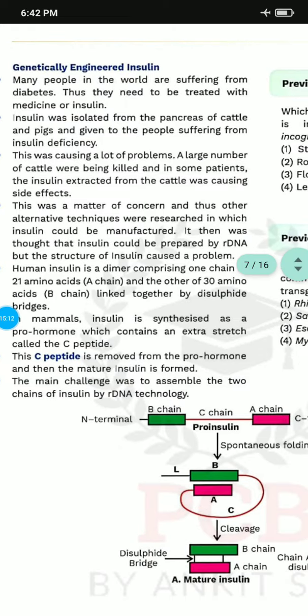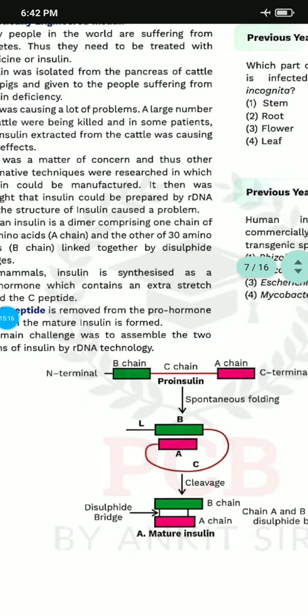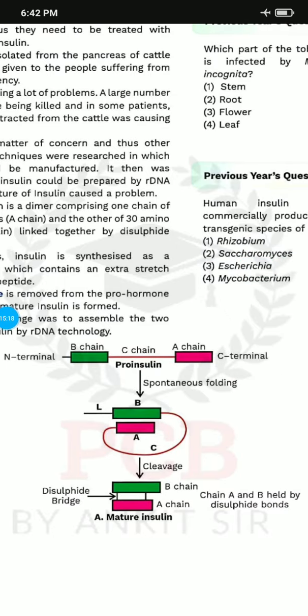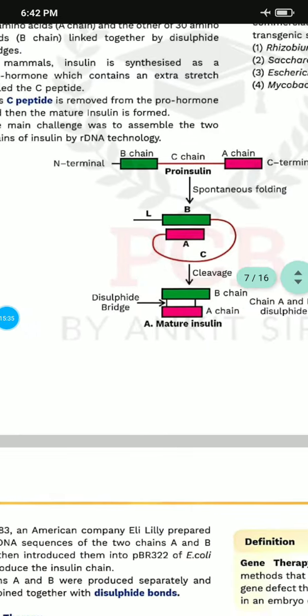The main challenge is to assemble these two chains of insulin by rDNA technology, recombinant DNA. Here you see the B chain, C chain and A chain. The simultaneous folding creates a problem, and the C chain is removed. After that, the A and B chains form disulfide bridges and it becomes mature insulin.